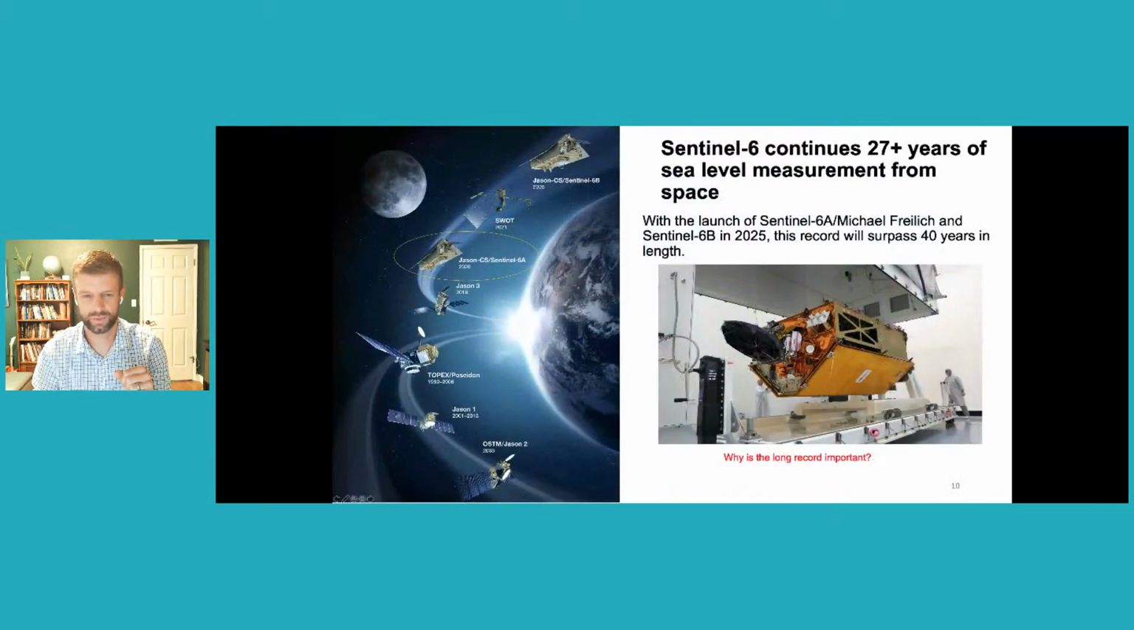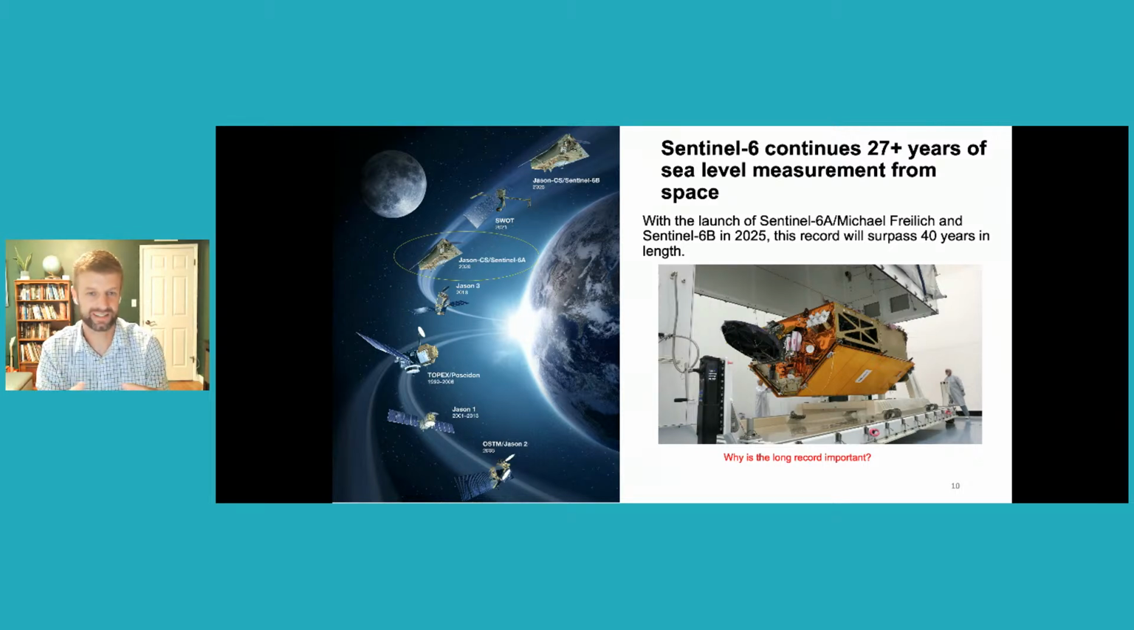And I do just want to note, to circle back here to this one particular point, that we do have this really nice long record of these satellite altimeters. It's a huge engineering and policy feat to be able to have this continuous record with overlap between each of these missions. So here I'm showing on the left the different missions that we've launched, starting with Topex Poseidon back in 1992, on up through Sentinel-6A. The full name is Sentinel-6A Michael Freilich, named after one of the directors here at NASA.